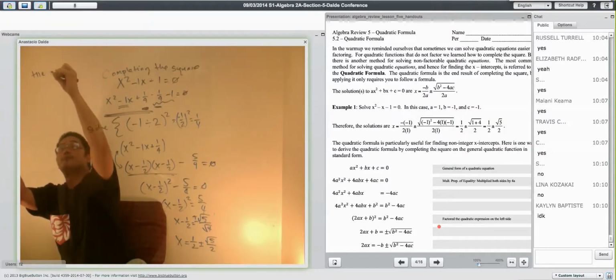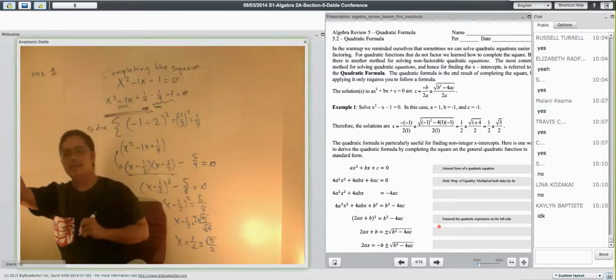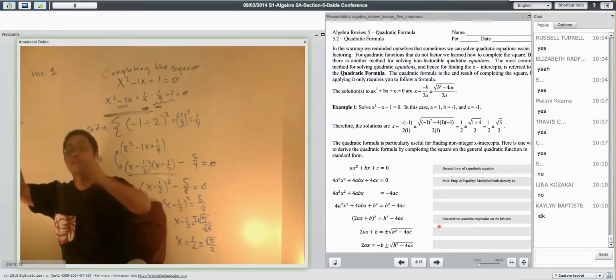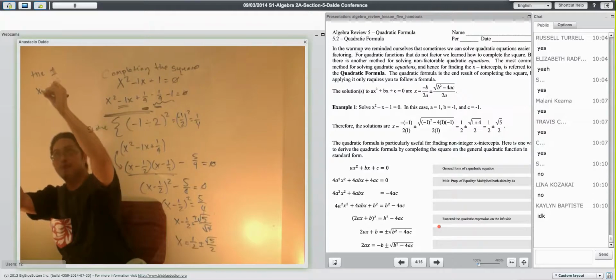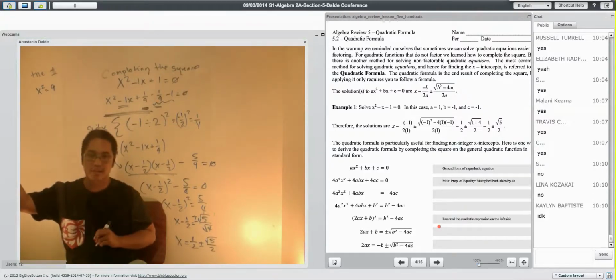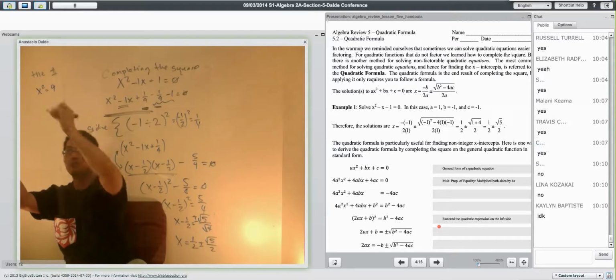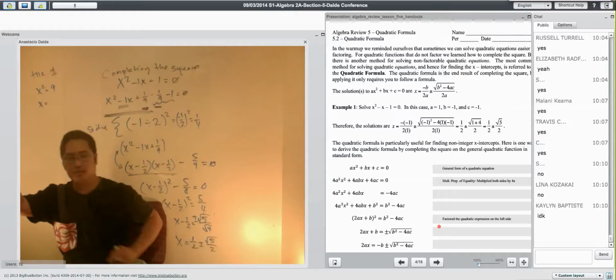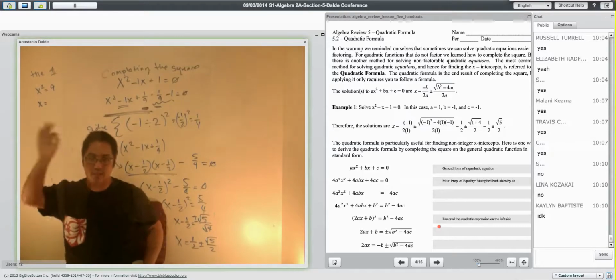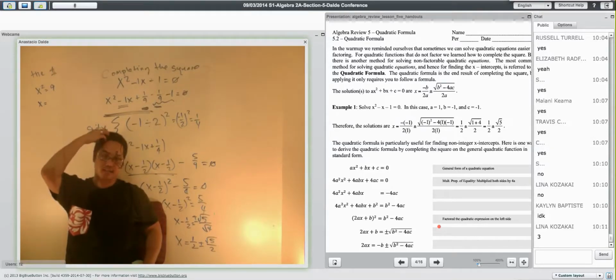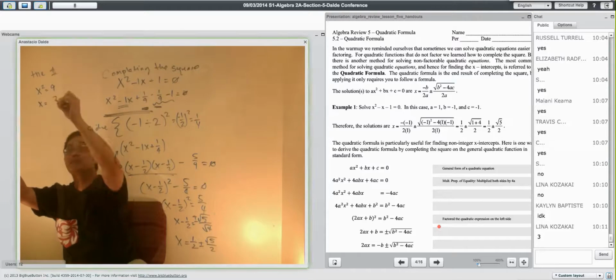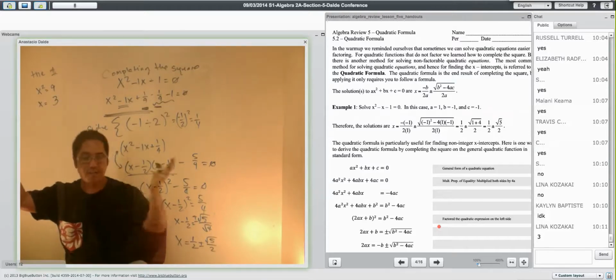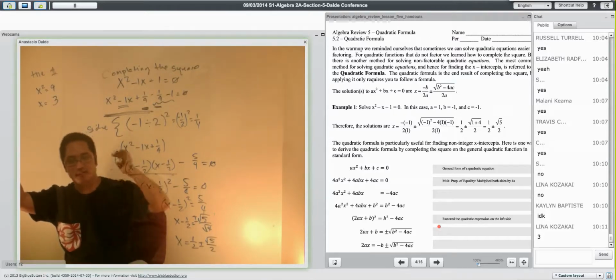The plus or minus, here's where that comes from. I'm going to ask a separate question. X squared equals 9. What is x? If x squared equals 9, what is x? All right, everyone answer. X squared equals 9. What is x?